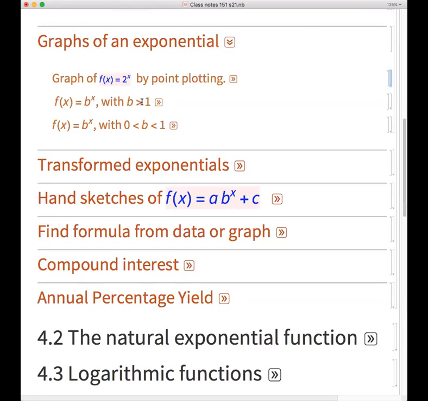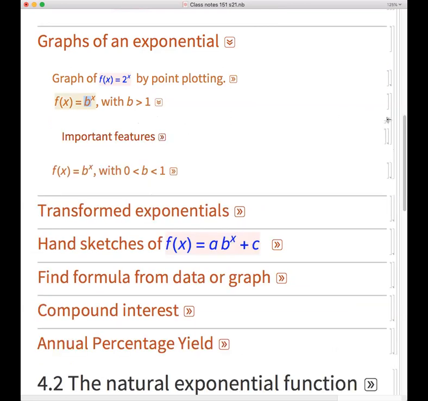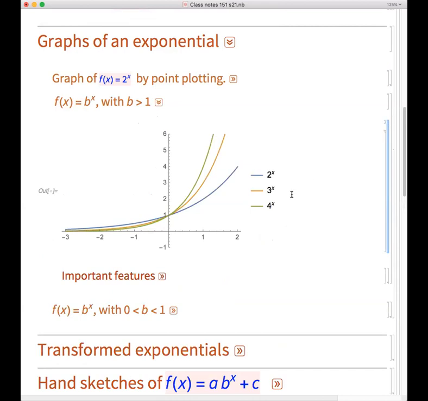Okay, so now we're going to look at other exponential functions, and we're going to break them into 2 different classes based on whether the base, b, is a number that's bigger than 1 or a number that's between 0 and 1. Okay, so here are some exponentials where the base is bigger than 1. 2 to the x, 3 to the x, 4 to the x. So the color coding here, 2 to the x is right arm up. 4 to the x is rising even more rapidly, as you might expect.